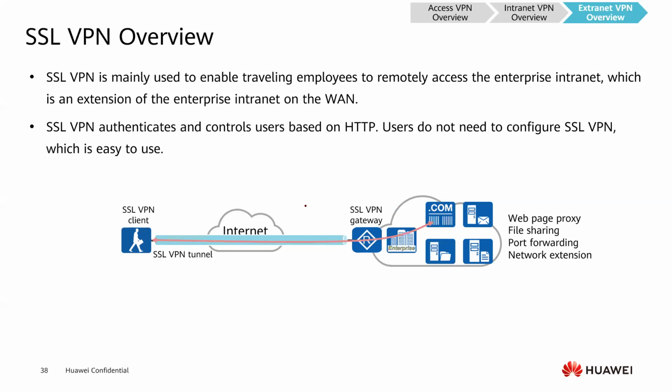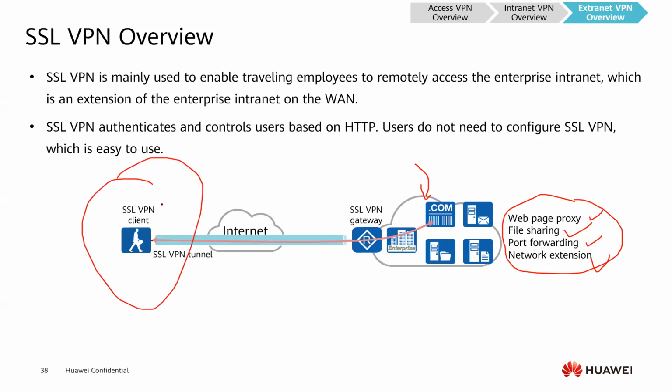So why will SSL VPN be used for the Extranet VPN between the partner and the branch? It's because the SSL VPN can naturally support those four functions: web page proxy, file sharing, port forwarding, network extension. With those four features, it will be very easy to control the resources inside your company. So when customers or partners want to get some information from your company, it is easy to control which information is allowed to be exposed to the client.